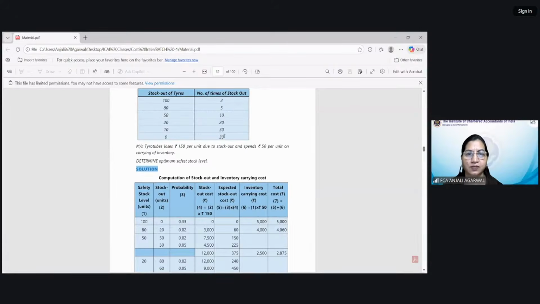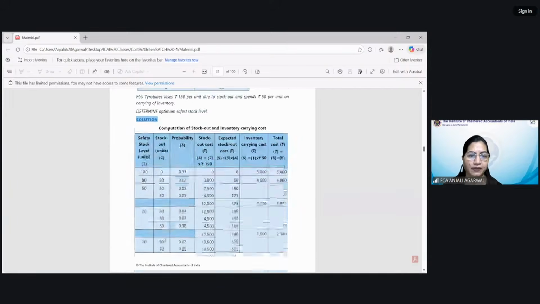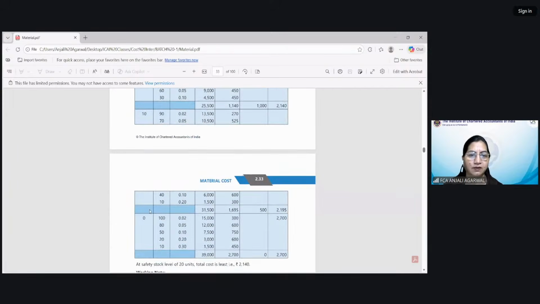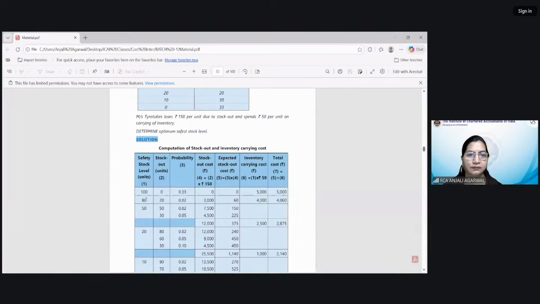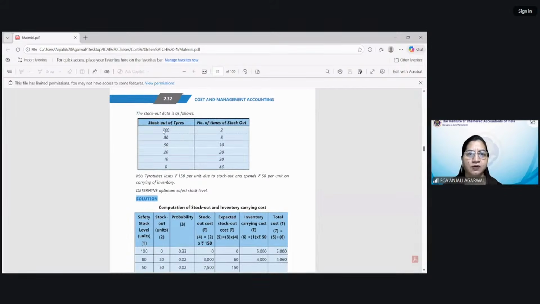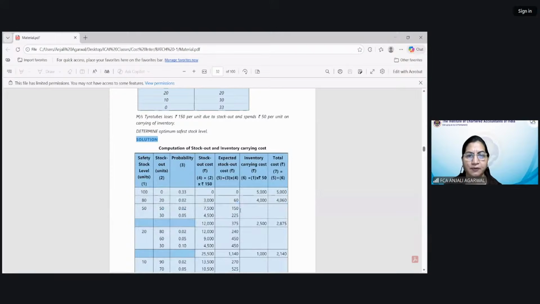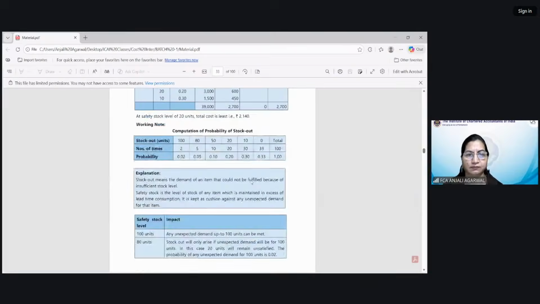So zero stockout, 33%. If you keep a safety stock of 80, then you are stocked out in only this situation by 20 units. So this is how that is calculated. If you keep a safety stock of 50 units, you are stocked out in these two situations by 50 and 30 units. Okay. Respective probabilities are given and the same question we have done.